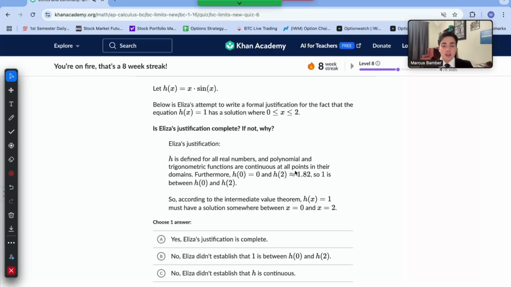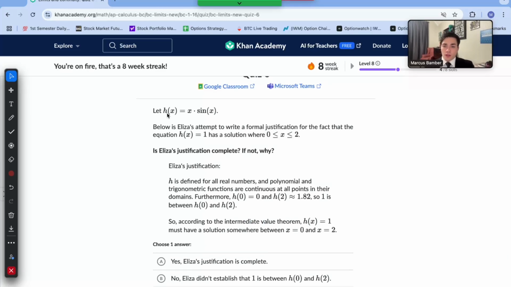Remember, we need to prove that our value is between the y values for the two x values of the interval, and that the function is continuous. Those are the two parts of the justification that we need to have. And this is the kind of response that we'd expect to see in an FRQ. Okay, so we have the function h(x) = x sin(x), and we're trying to write a formal justification for the fact that the equation h(x) = 1 has a solution between 0 and 2.